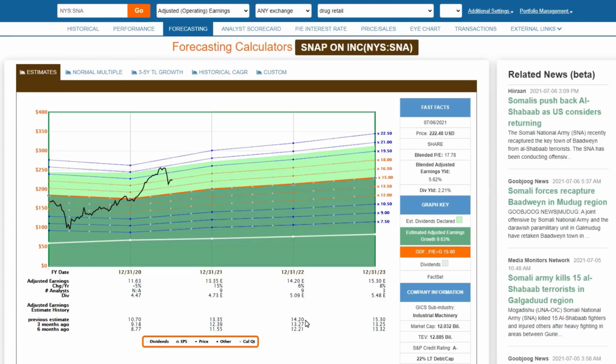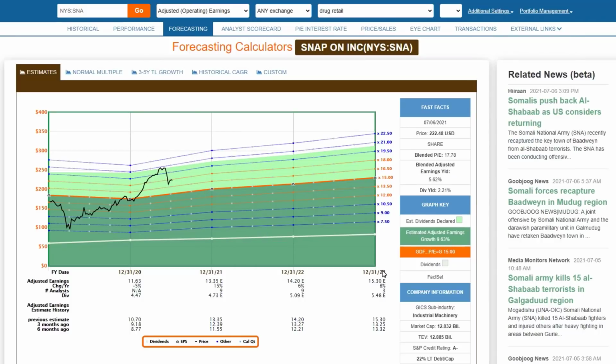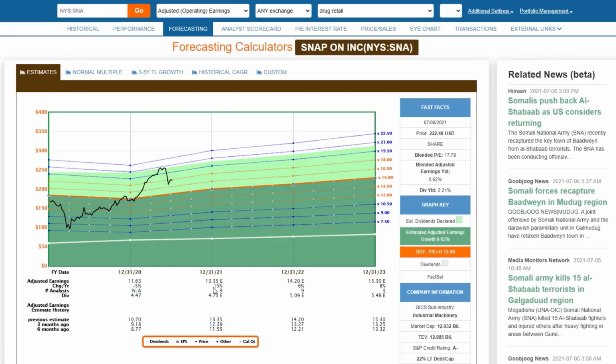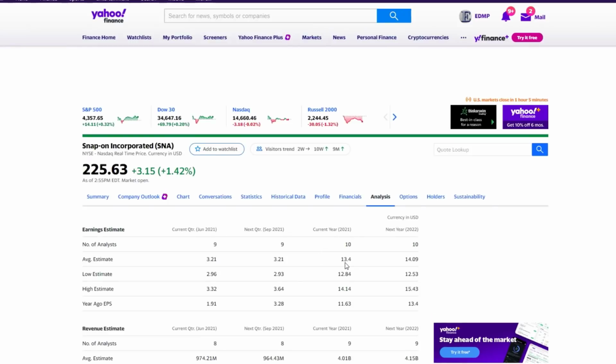Sentiment's getting a little more positive on not only Snap-on, but really a lot of companies, I might point out. So I would be looking at the forecasting data here, trying to figure out what was happening. But I would also corroborate that by going into Yahoo Finance here for my external links. So I've got earnings estimates of $13.35 for this fiscal year and $14.20 for next fiscal year. If I go into Yahoo estimates for 2021, I get $13.40 and $14.09.